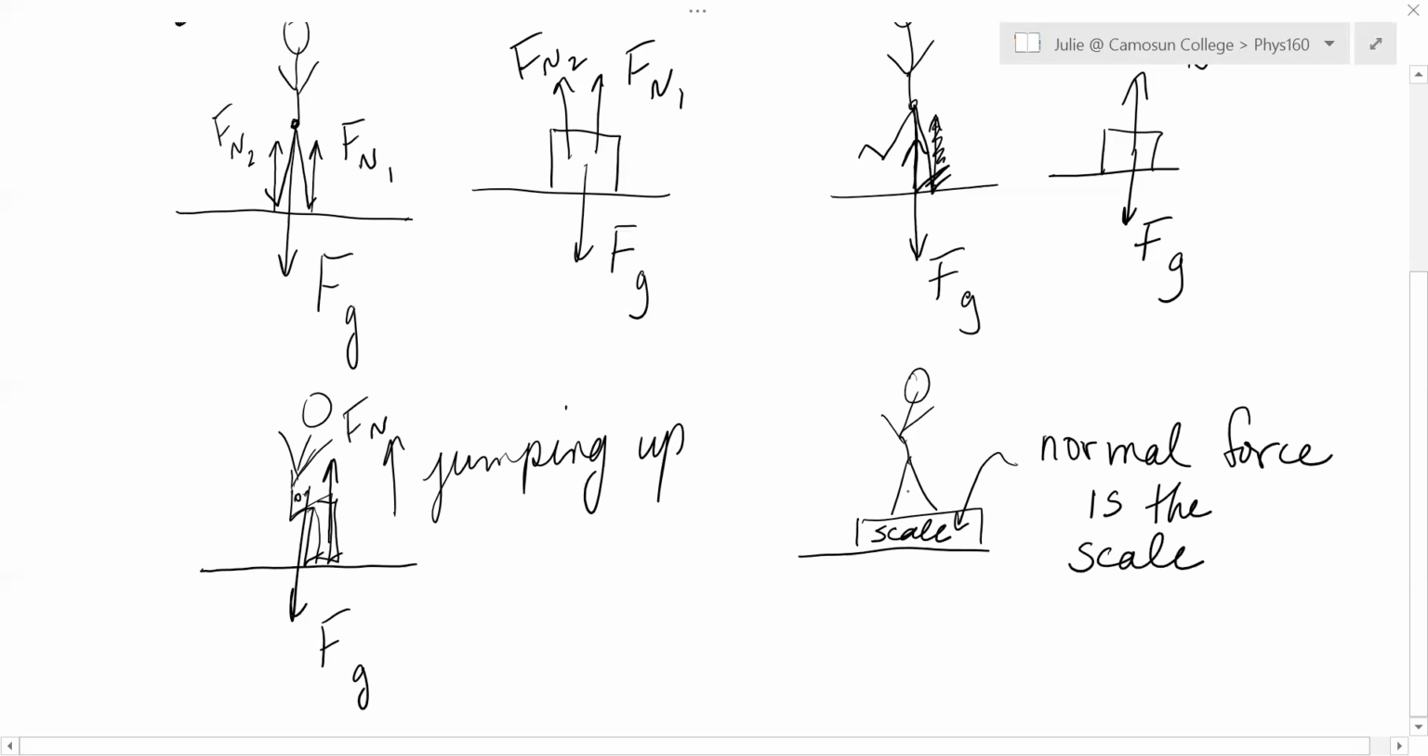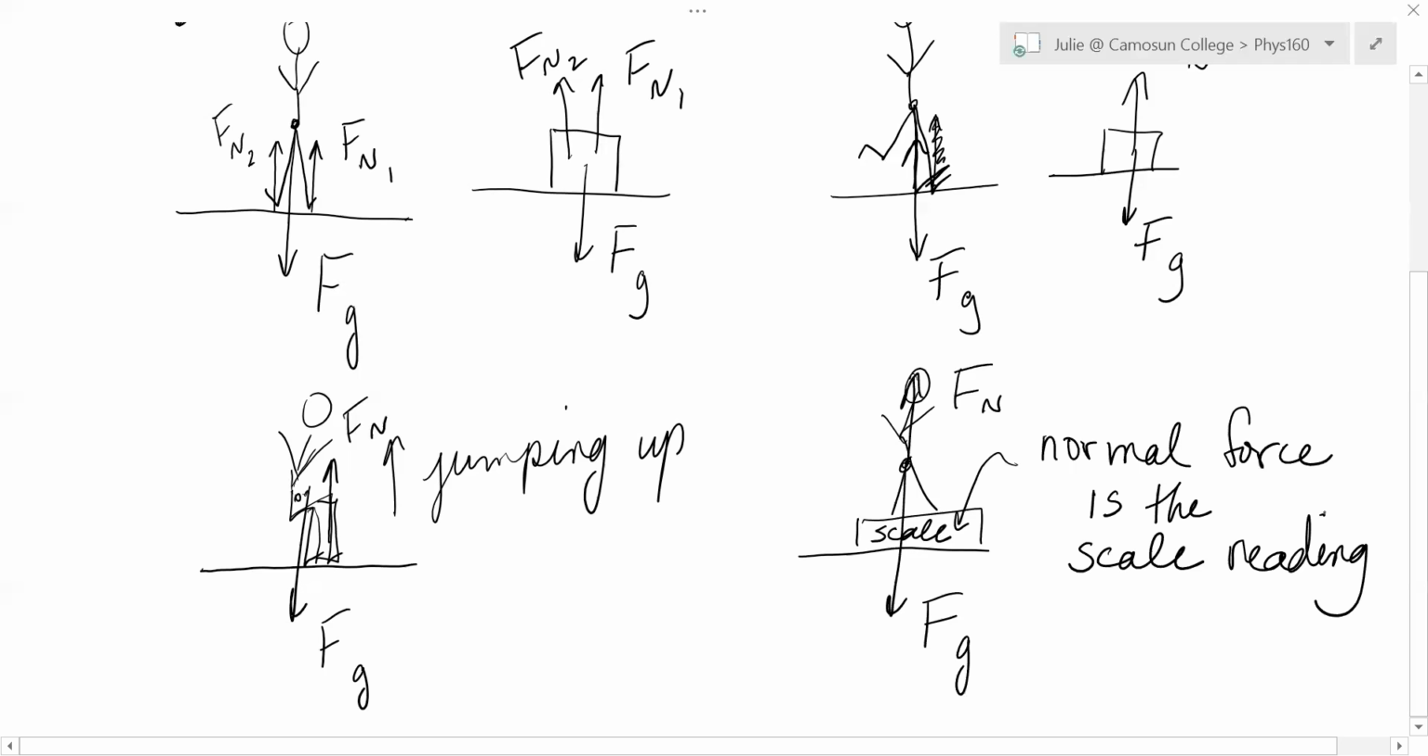It is not reading your force of gravity. You can't do anything about changing your force of gravity. That will always be the same. But depending on how you move your body up and down, the normal force will change. And then, like I say, the normal force is the scale reading.